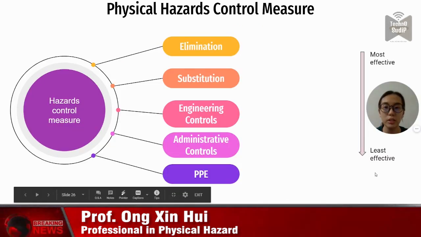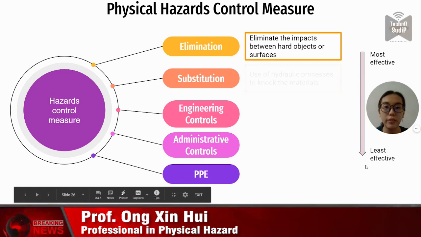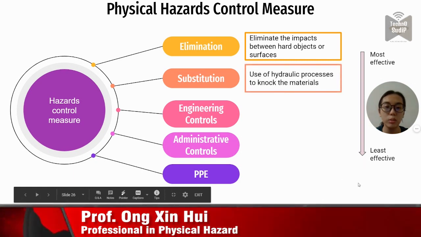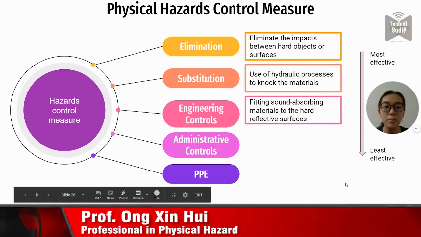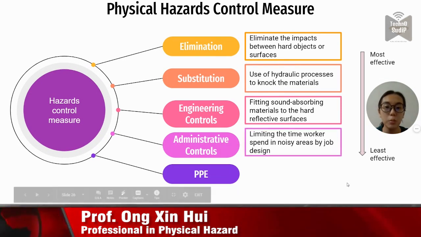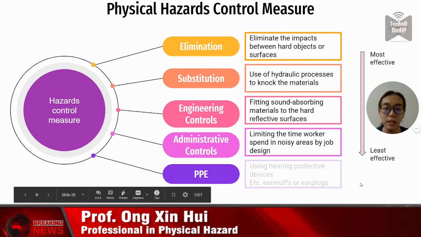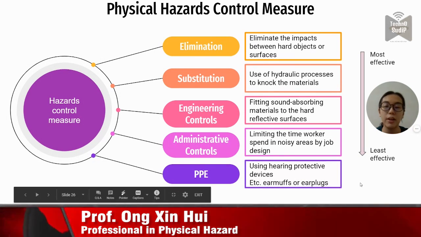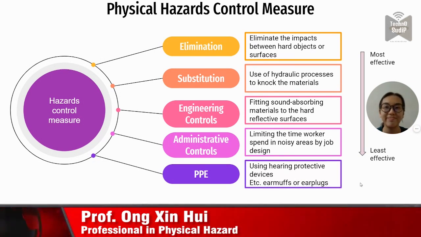The hazard control measure, from the most effective to the least effective: eliminate the impact between hard object or surface. Use of hydraulic processes to knock the materials, fitting sound-absorbing materials to the hard reflective surfaces, limiting the time workers spend in noisy area by job design, and last, using hearing protective device. That's all from me. Thank you, Prof.